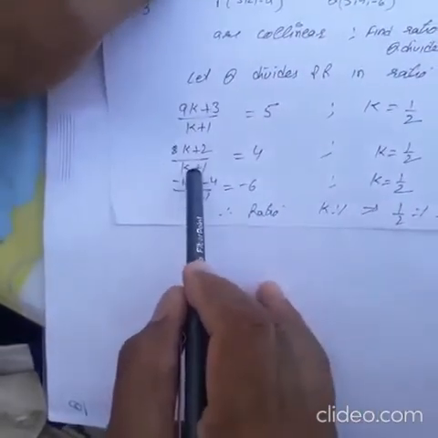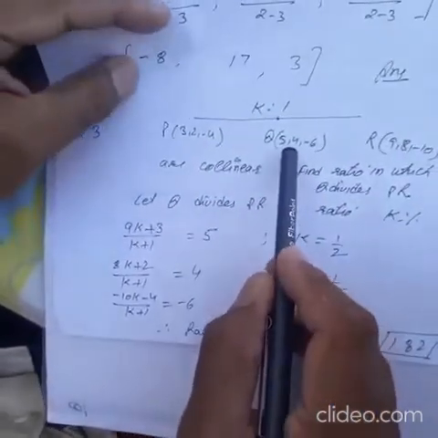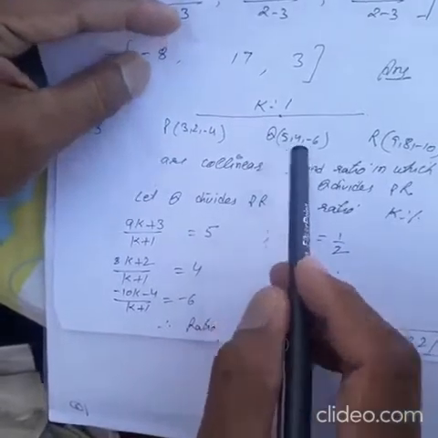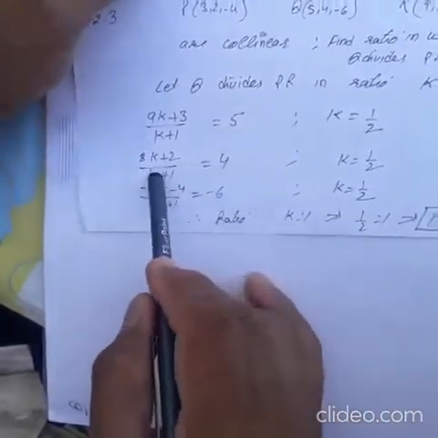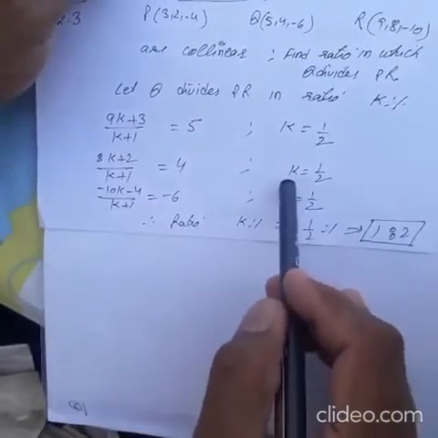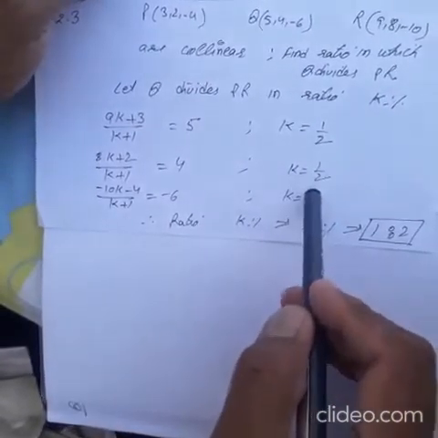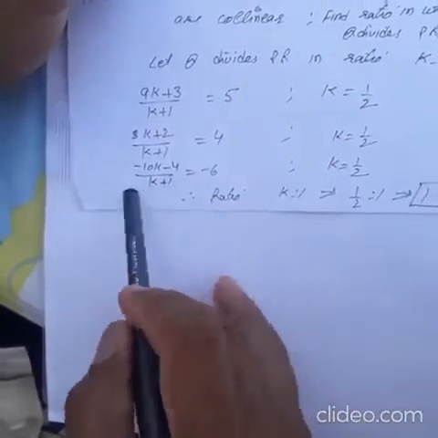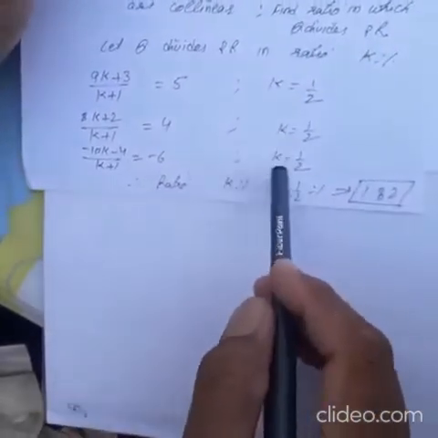This is y coordinate, and y coordinate of Q point given to us is 4. So these two will be equal. Solve this equation and find out k. So we are again getting value of k as 1/2. Similarly z coordinate, and you find out k.